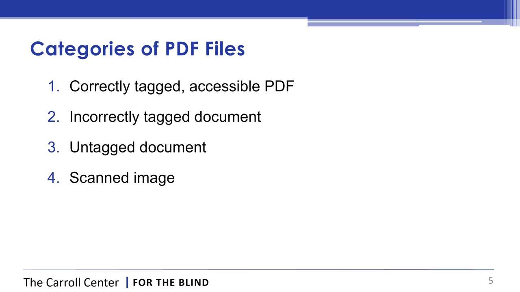Number 2 is that you've received an incorrectly tagged document. So this might be a document where, yes, it contains text and it has some amount of structure, but something's off about it. And that might be something that you consider to be major or minor. It depends on the document and your goal. Number 3 is an untagged document. Now, this document contains text, but it doesn't have any markup for headings or lists or tables or anything like that. It also may or may not read in the correct order.